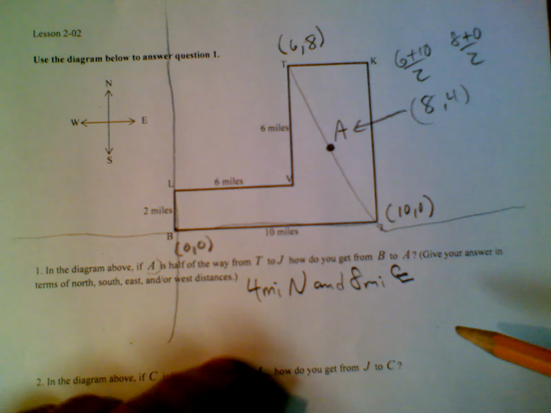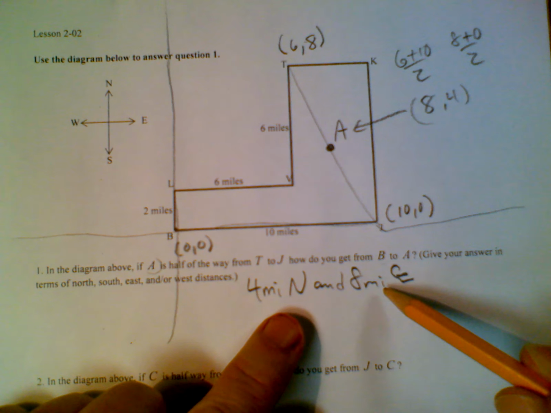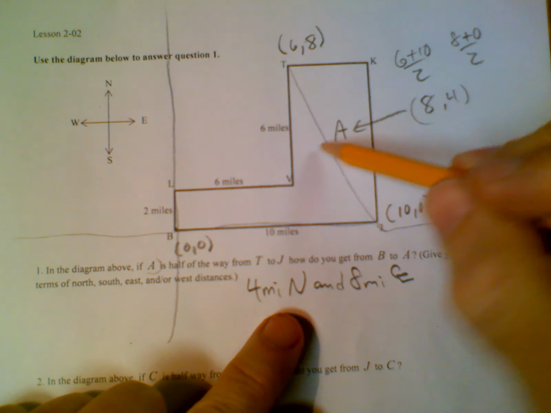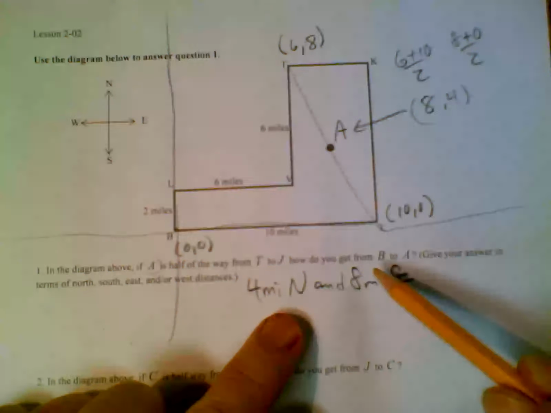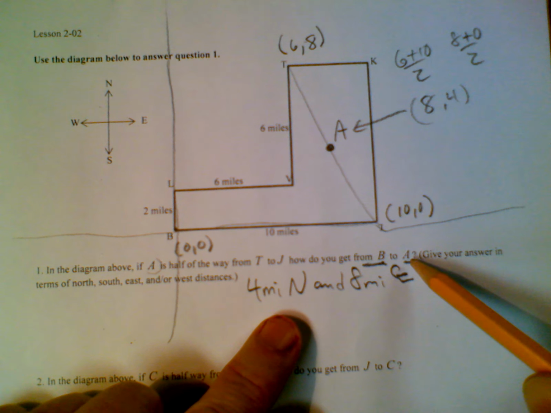But what you can't tell me is to go 4 miles south and 8 miles west. That would be going from A to B, not from B to A. The direction matters to me, okay?